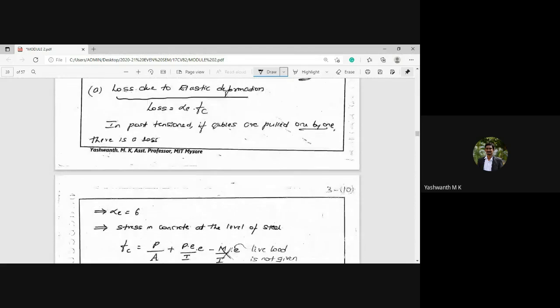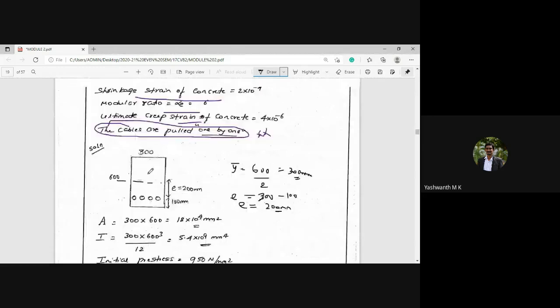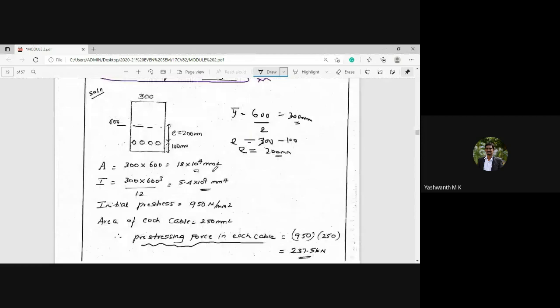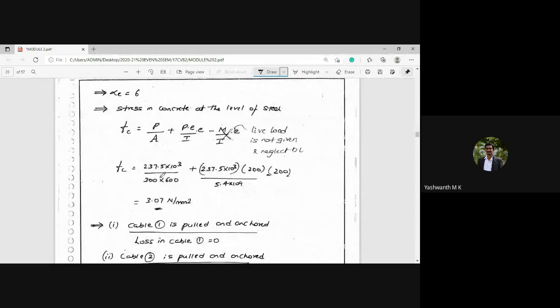So that is our modular ratio alpha E. I think it has been given in the problem. Yes, it is 6. No need to worry. Next, the stress in concrete at the level of the steel. Now it is a straight cable, so you need to calculate like this: 237.5 to the power of 3 divided by cross-sectional area, plus P into e divided by I into e. And this term will become 0 because the live load has not been given, hence neglect the dead load also. Is it clear? So hence Fc value is 3.07.